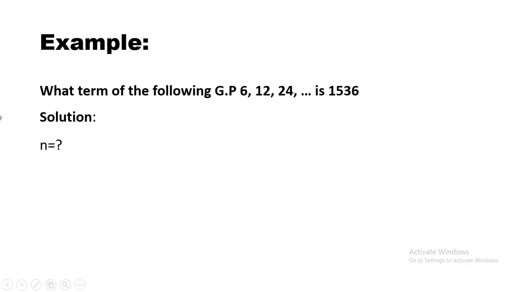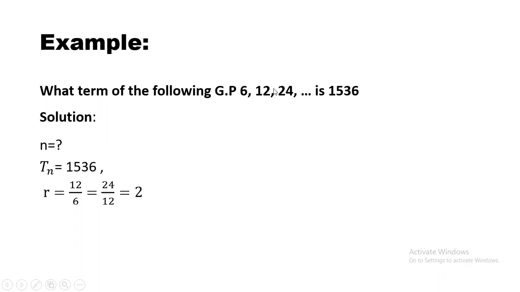Since they are asking us about the number of the term, or the position at which we got 1536, n is unknown here. Also, T of n, the last term, is given to us, that is 1536.